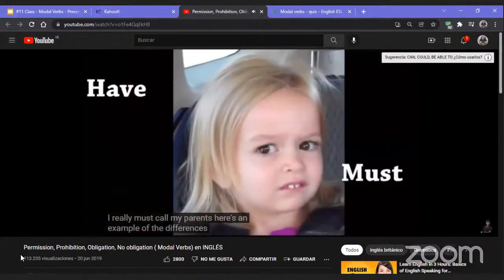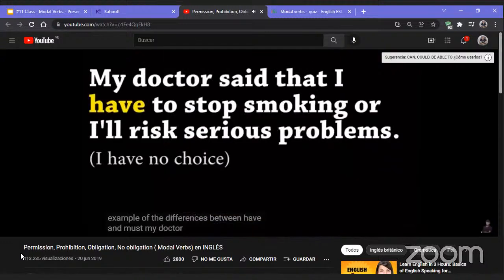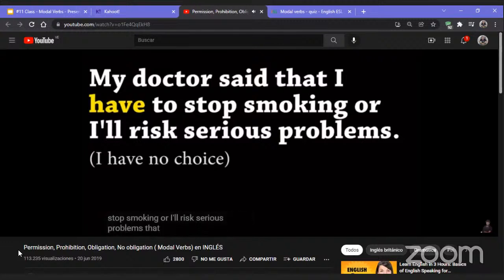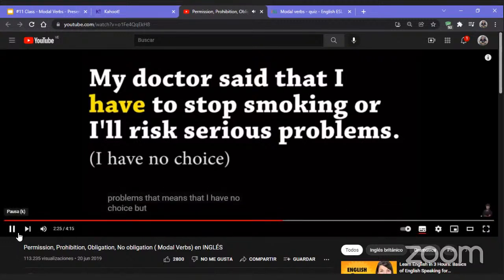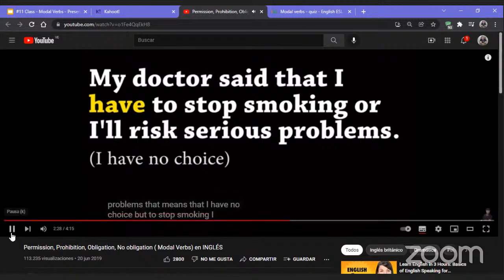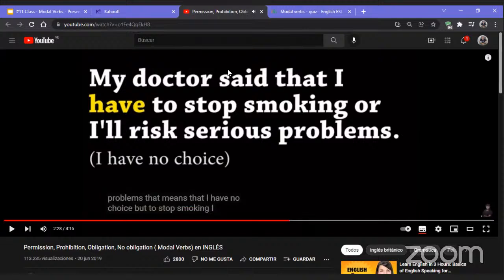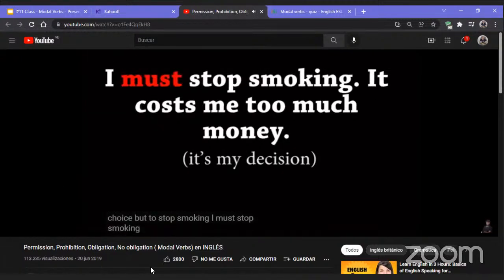Here's an example of the differences between have to and must. My doctor said that I have to stop smoking or I'll risk serious problems. That means that I have no choice but to stop smoking. Okay, en este ejemplo mencionan que mi doctor me dice que debo dejar de fumar porque tendré serios problemas, me pondré en un gran peligro. Y lo que dice es, no tengo ninguna otra opción excepto dejar de fumar. Okay? I must stop smoking. It costs me too much money. In this case, this is my decision.